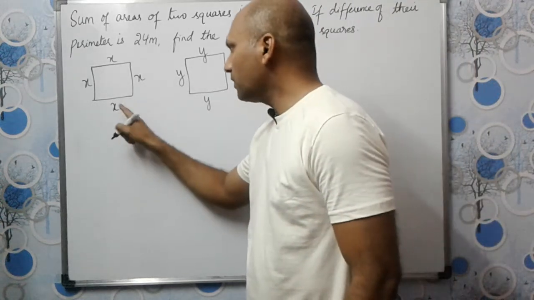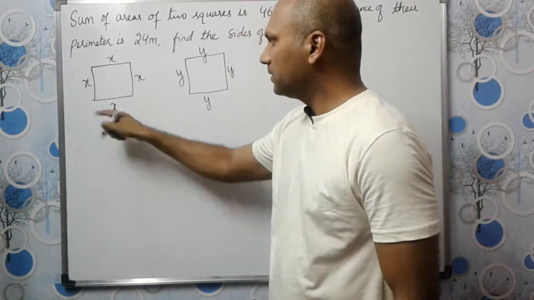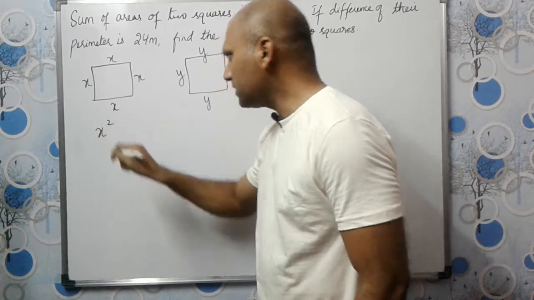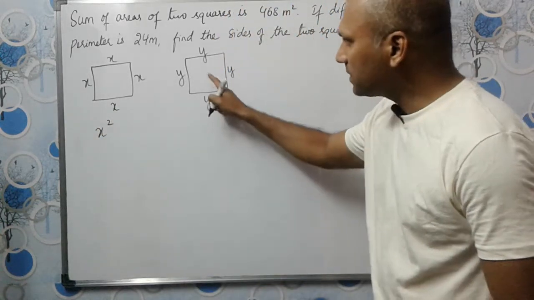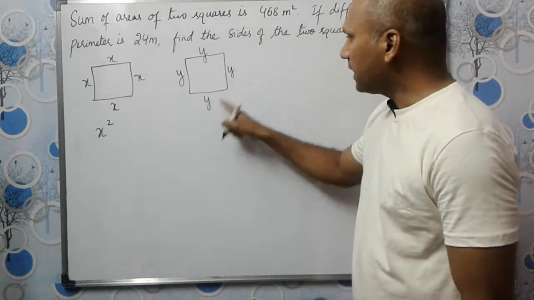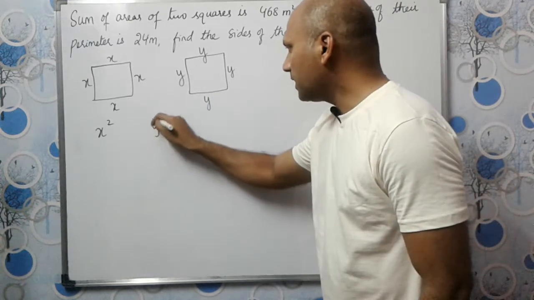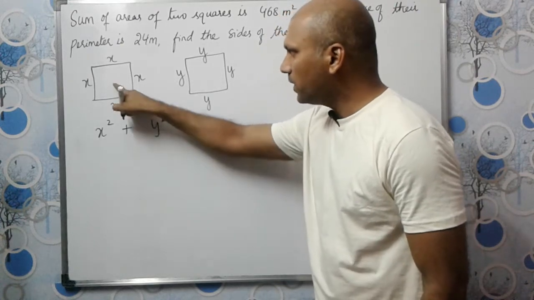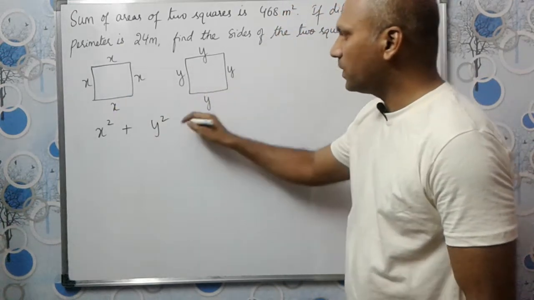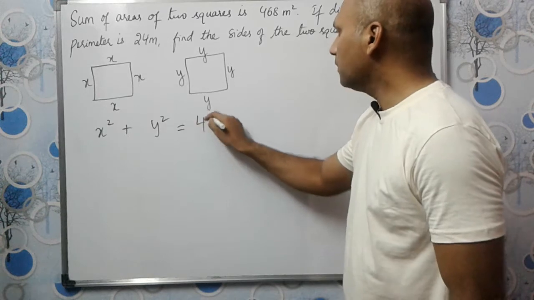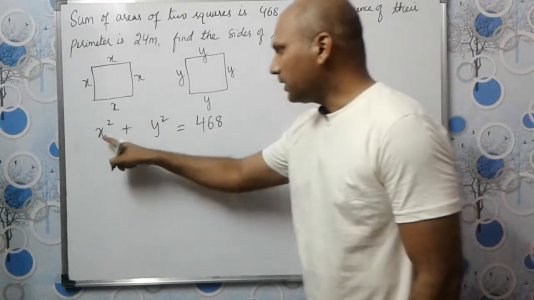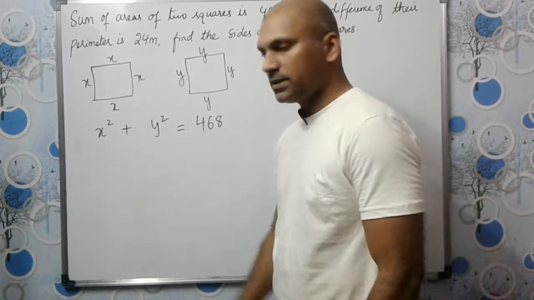What is the area of a square formula? Side into side. So area of the first square will be x into x, which is x square. Area of the second square, side into side, will be y square. It is given that area of this square plus area of the second square is equal to 468 meter square. So x square plus y square is equal to 468.